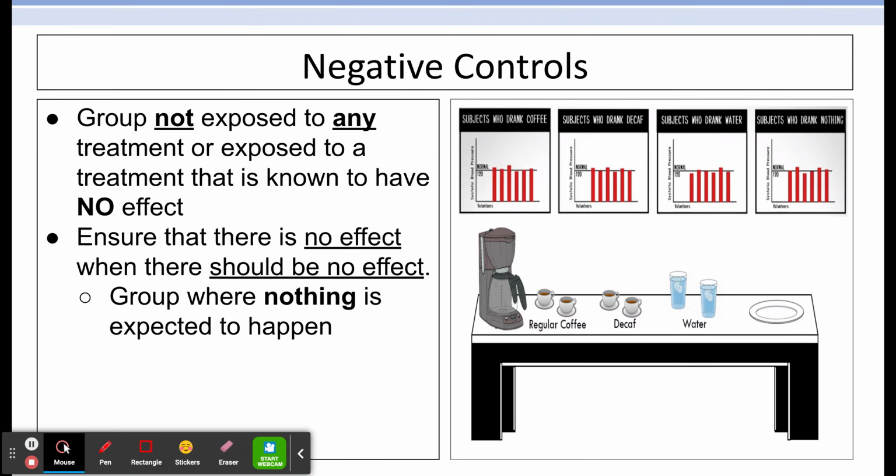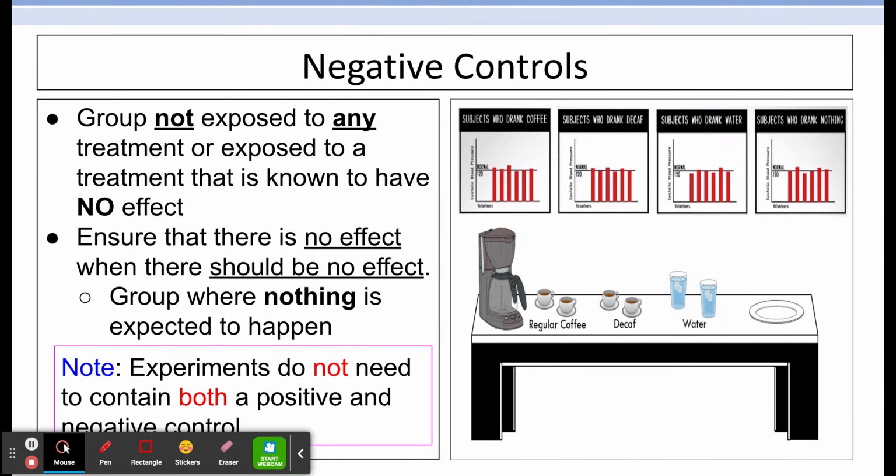So for example, you have the same experiment, but now you're looking at regular coffee, so then they drink decaf, that should have no effect on their blood pressure. Water, which should have no effect on blood pressure, and people that drink nothing, which again should have no effect on blood pressure. Just make sure that they're not seeing an increase in blood pressure with people that drink water.